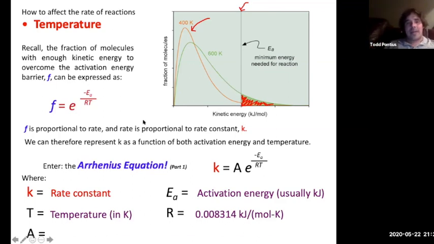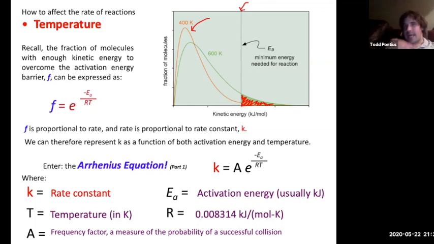Finally, we have something called A. A is called the frequency factor, and it's in essence a measure of the probability of a successful collision. We'll see ways that we can modulate A in just a little bit using enzymes and catalysts, but basically it is a measurement of, are these molecules properly oriented? What is the chance of them actually having a successful collision?